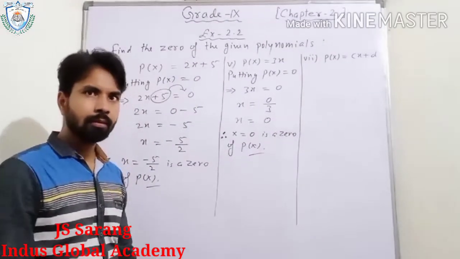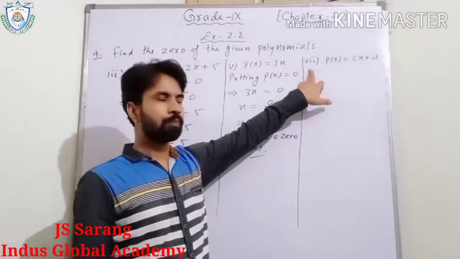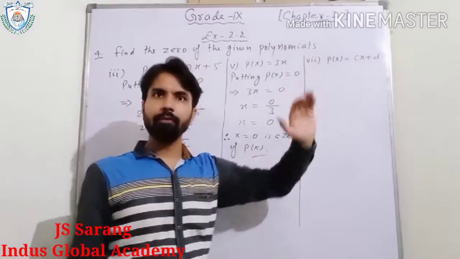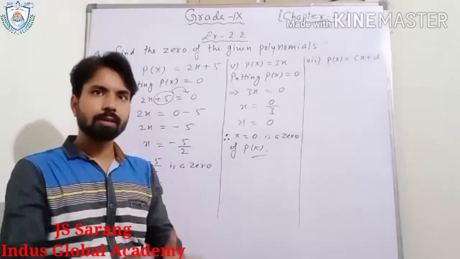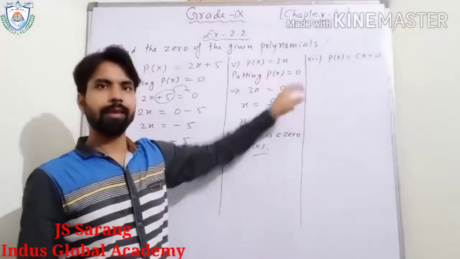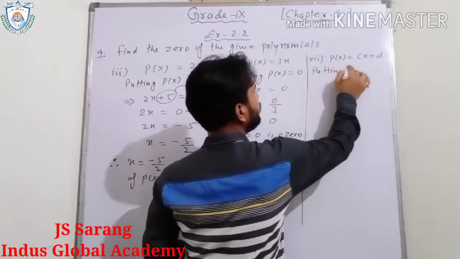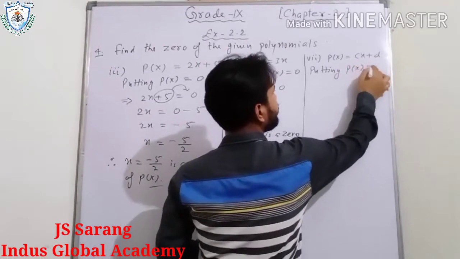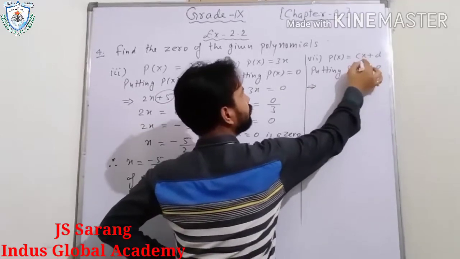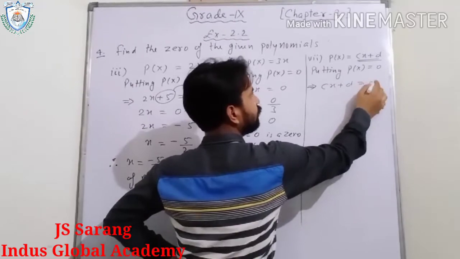Clear? Okay. Now I am explaining the seventh part of this question. The polynomial is given, p(x) equals cx plus d, and we have to find its 0. The process will remain the same. Firstly, we will put p(x) equals 0. So you have to write here, putting p(x) equals 0. That implies that the value of p(x) is what? cx plus d. So cx plus d equals 0.